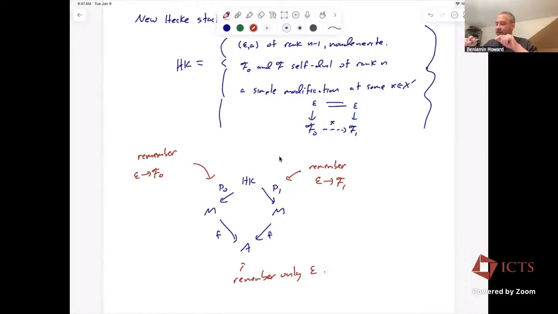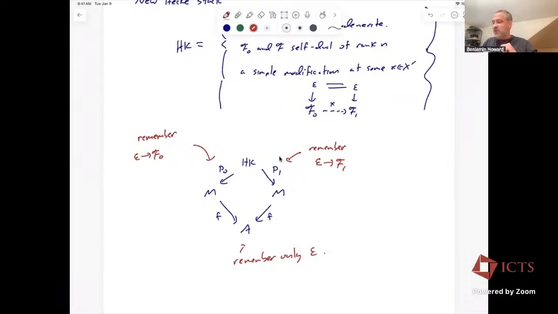But there's a difference between this Hecke stack for this Hitchin fibration and the picture from last time, which is that in the picture from last time, the arrows P0 and P1, the source and target of the maps, actually had the same dimension. But here the situation is more complicated. This Hecke stack has dimension 1 more than the dimension of M. And so if you want a correspondence on cohomology that preserves degree, you can't just pull back to M and push forward again, because you'll end up in the wrong cohomological degree.